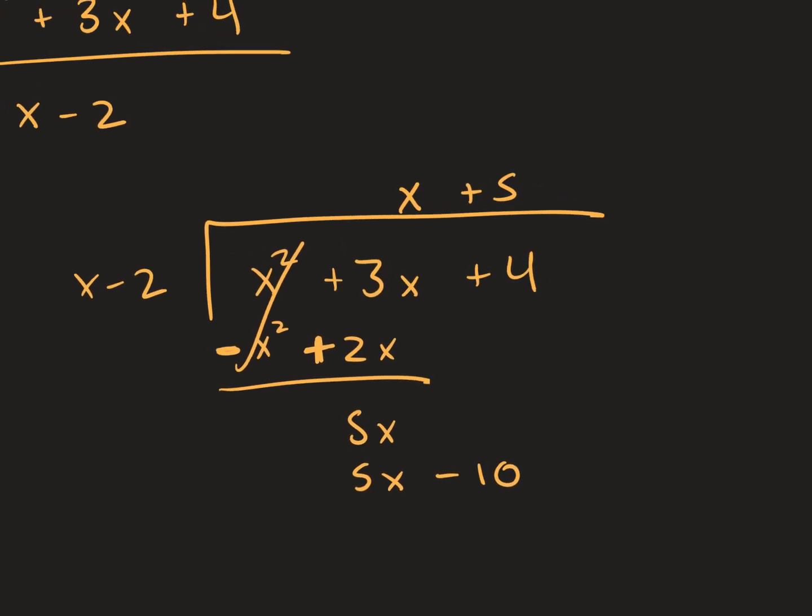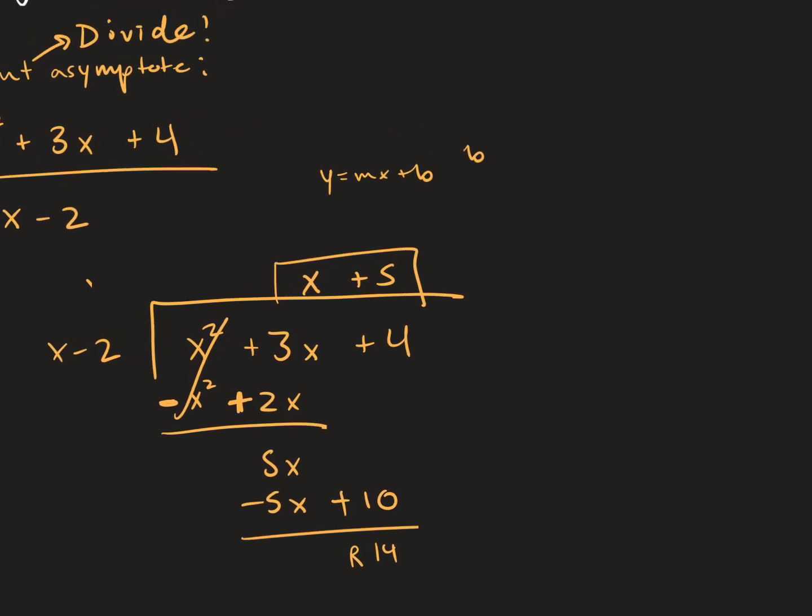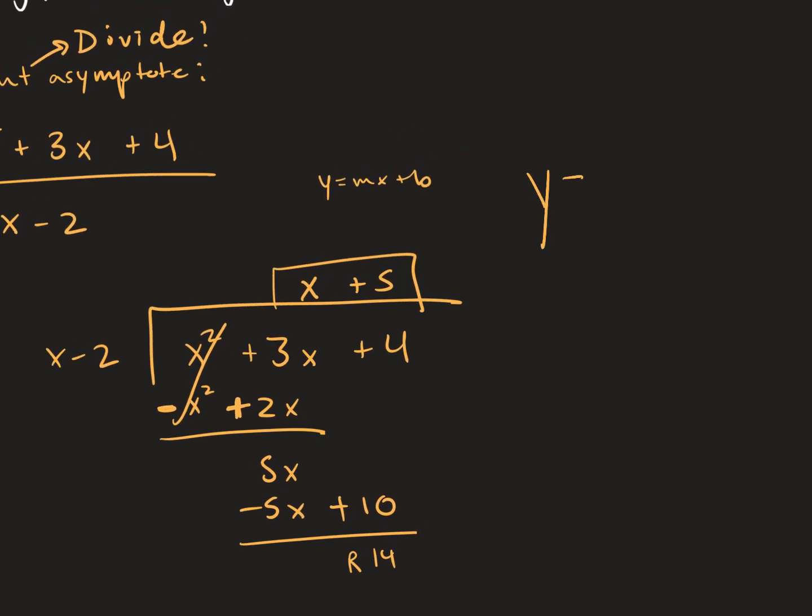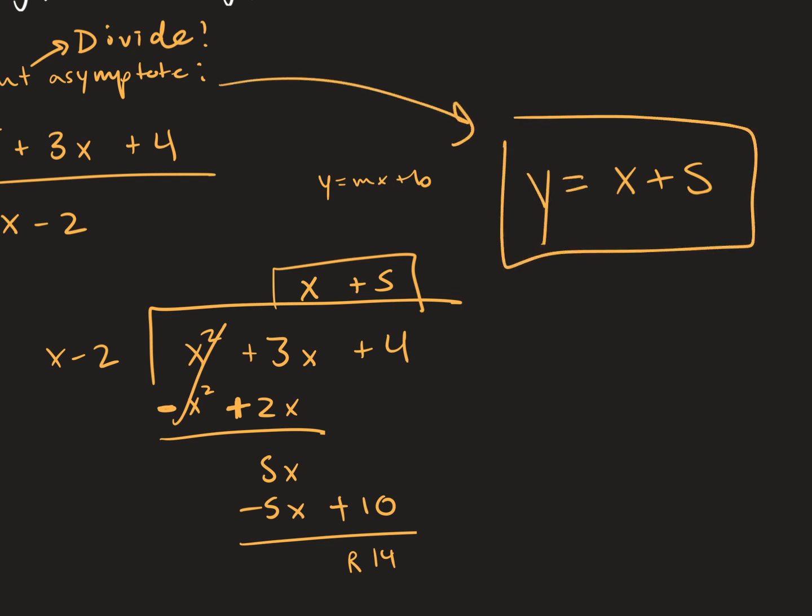Your slant asymptote is always going to be in the form of y equals mx plus b. So the rest of what we get would be our remainder, 14. The remainder doesn't matter. Remember doing this? We just keep this part. The remainder we don't care about. So our slant asymptote would be y equals x plus 5. Don't forget the y equals.